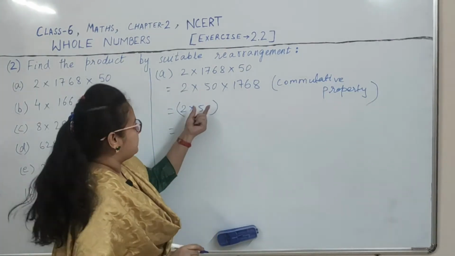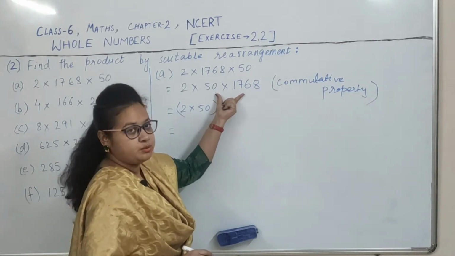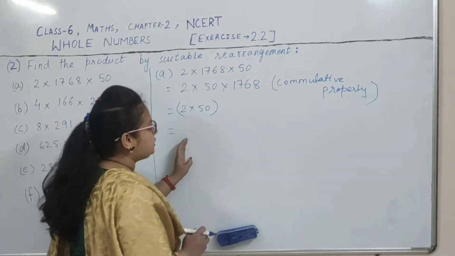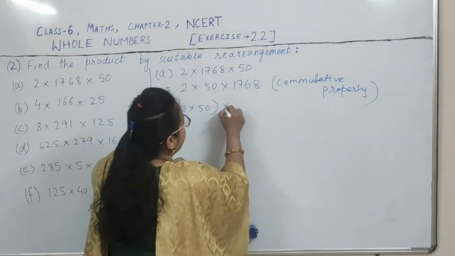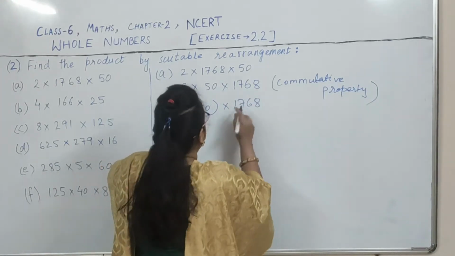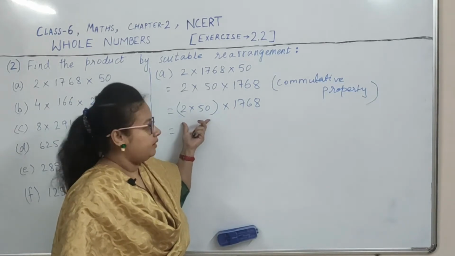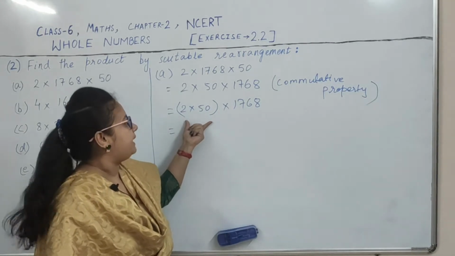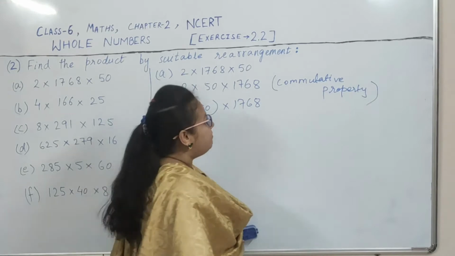combine these two numbers. We haven't combined these two numbers. We are not going to find the product of these two numbers. We are going to find the product of these two numbers. It means we are combining these two numbers. So I have taken this in a bracket, and then 1768. This property is known as associative property for multiplication, because we are associating two numbers, we are combining two numbers for multiplication.